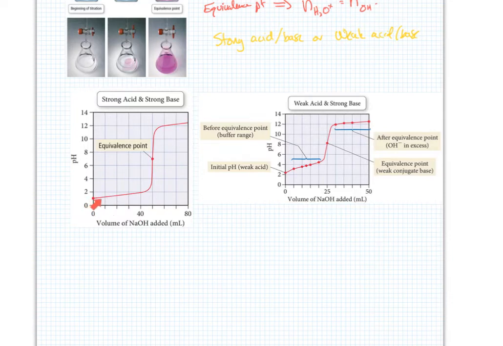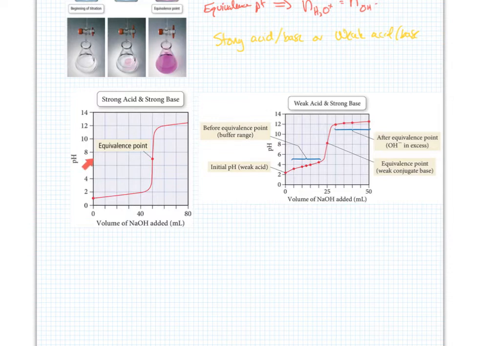And we get a graph that looks something like this, kind of an S-shaped curve, very steep right around here. And the equivalence point is exactly at the middle. And if you look really carefully, it's exactly at a pH of 7. Remember, the pH of 7 is a neutral solution. So for the case of a strong acid and a strong base, we're going to get a pH curve that looks something like this and with an equivalence point equal to 7.